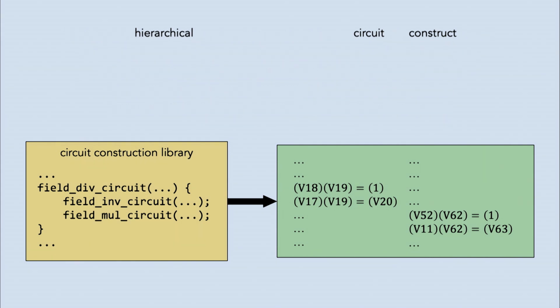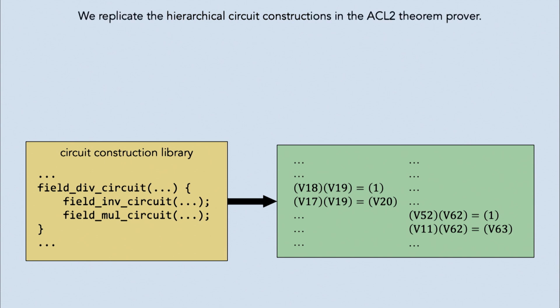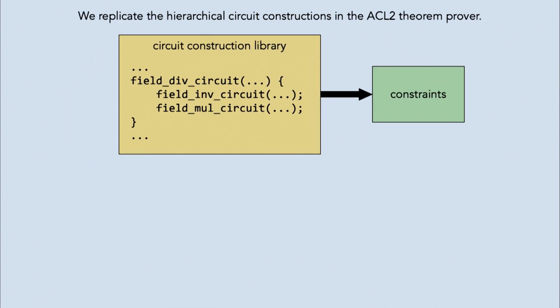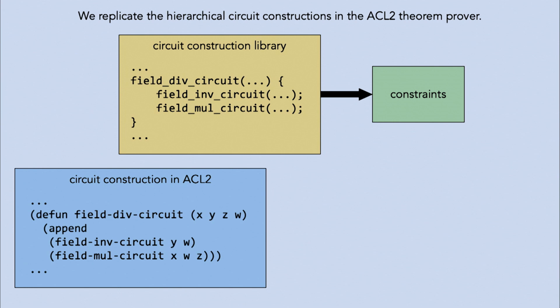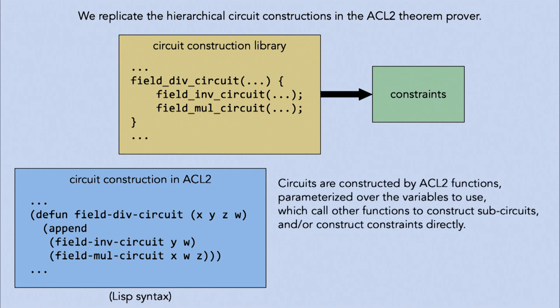It's hard to reconstruct, like I said. We replicate the constructions in the theorem prover. So I'm going to use the color blue for the theorem prover. And here is some ACL2 code. It's Lisp syntax, so it's a prefix notation. Define introduces a function in the theorem prover. So we define a function called field-div-circuit to construct a circuit for division. This is parameterized over the specific variables to use, so x, y, z, and w. And as you can see, it calls other functions to construct the sub-circuits. Again, trivial example, but it applies to larger examples.